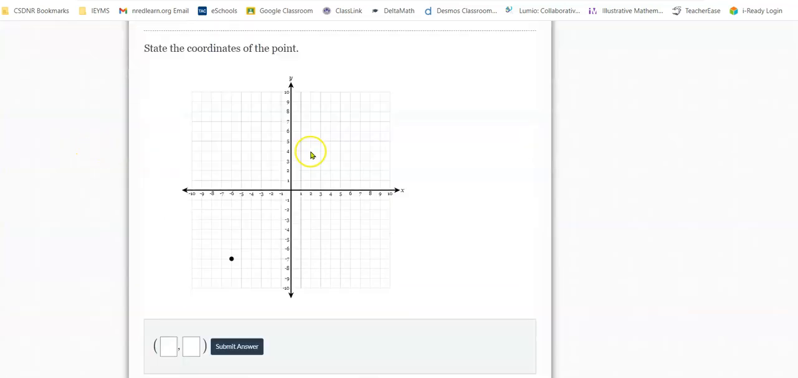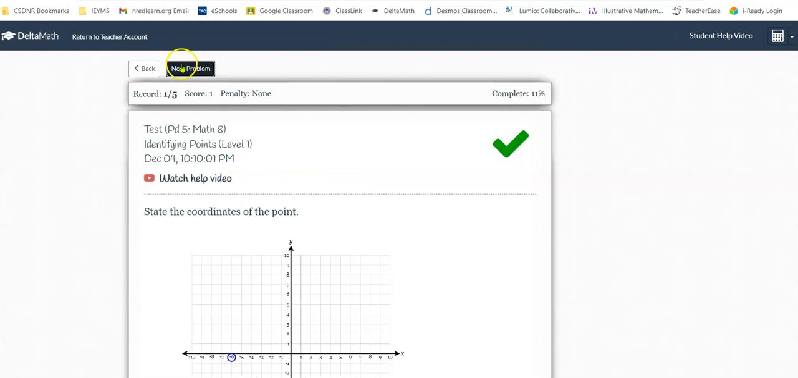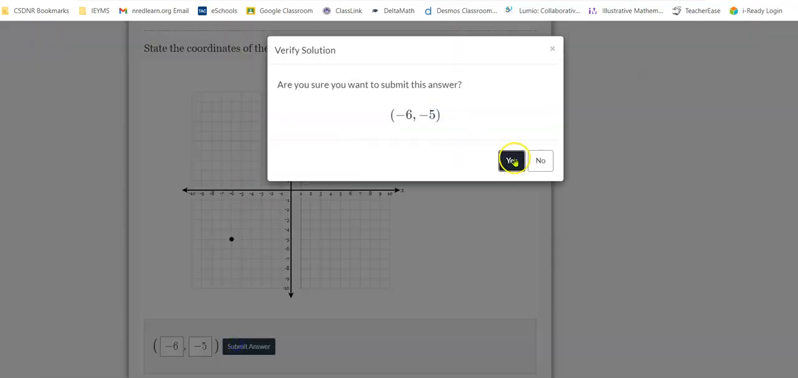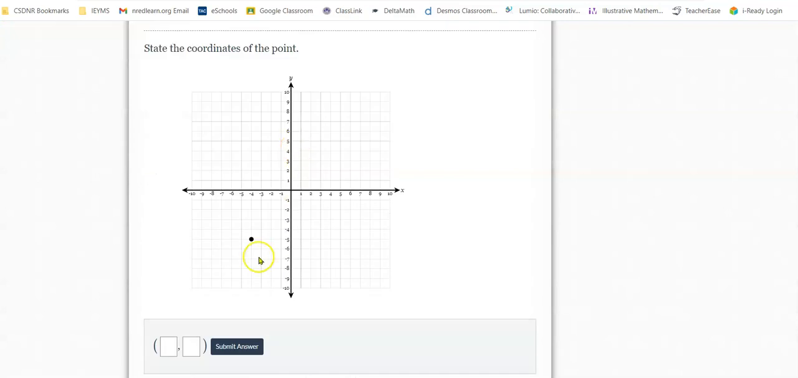The next topic is to identify the point. This point is given to you, and you type the x and y coordinates for that value. So it lines up with -6 on the x-axis, and it lines up with -7 on the y-axis. Again, left or right first. So -6, -5. Last one, -4, -5.